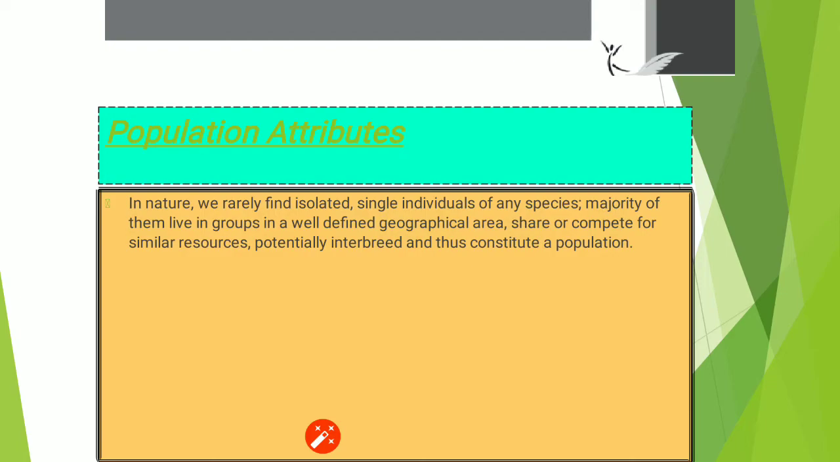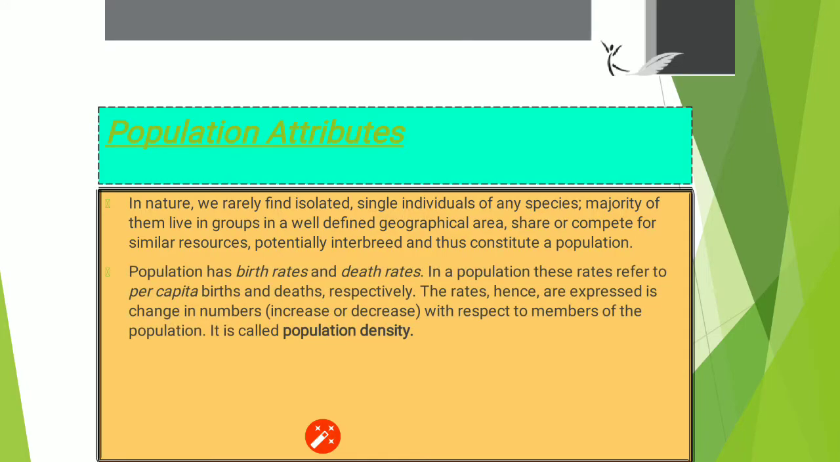In nature, we rarely find isolated single individuals of any species. The majority of them live in groups in a well-defined geographical area, share or compete for similar resources, potentially interbreed, and thus constitute a population. A population has birth rates and death rates that we call natality and mortality respectively. In a population, these rates refer to per capita births and deaths respectively.